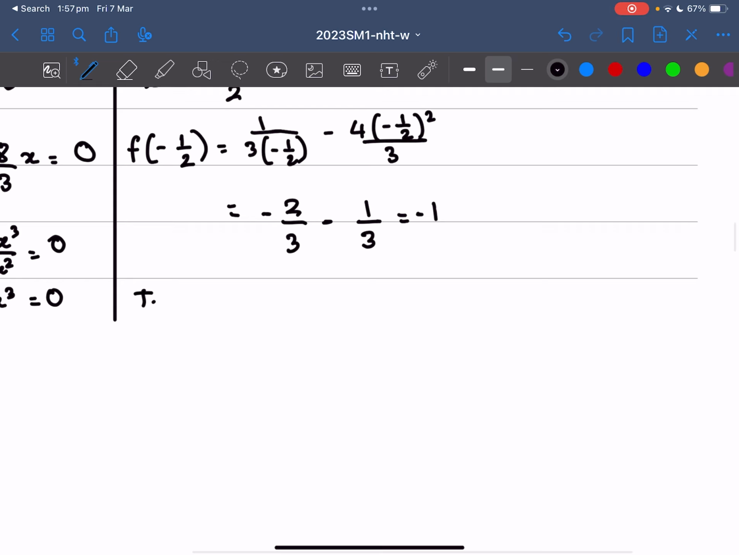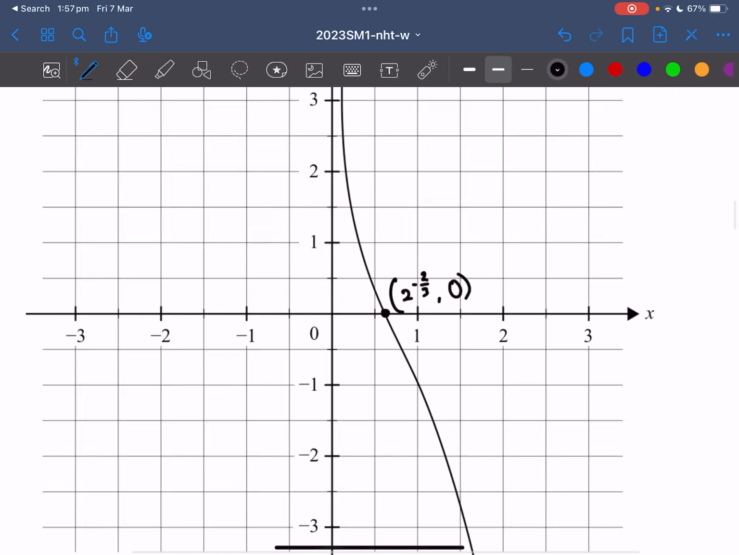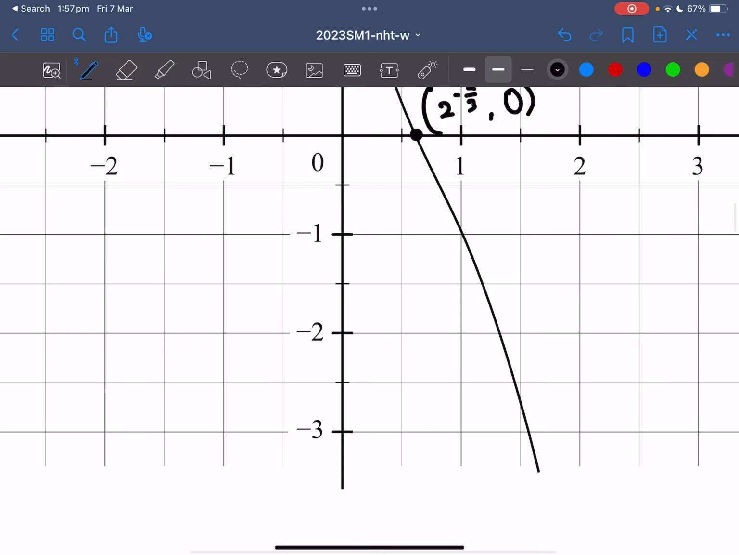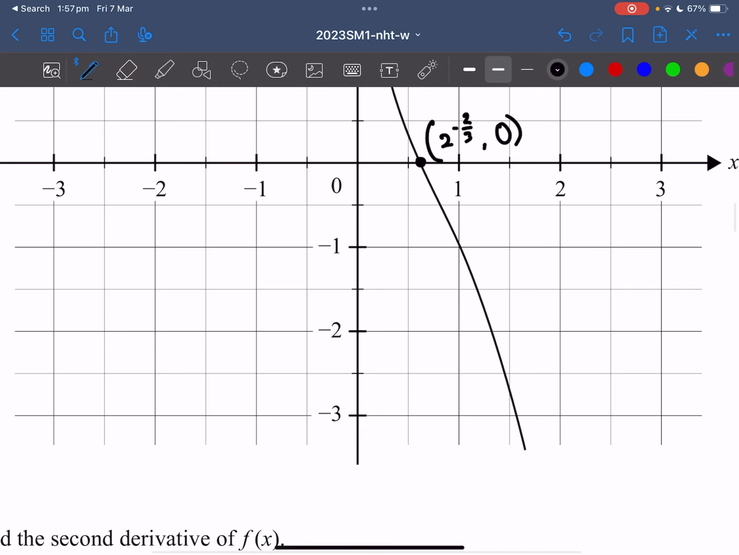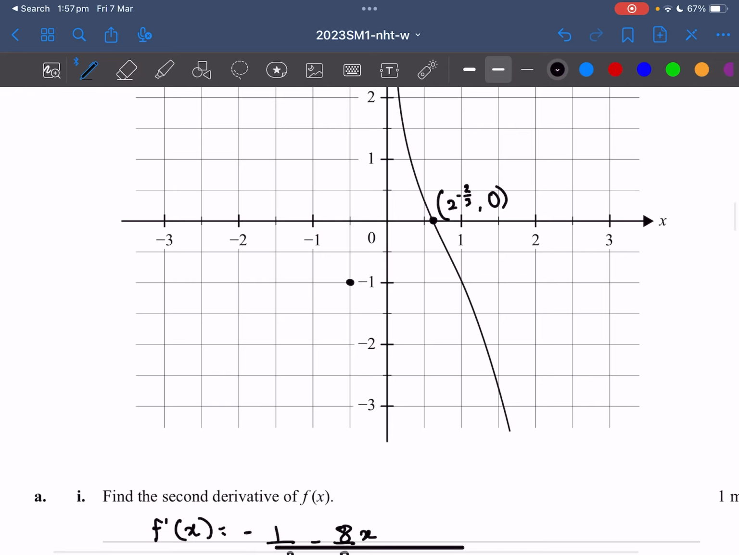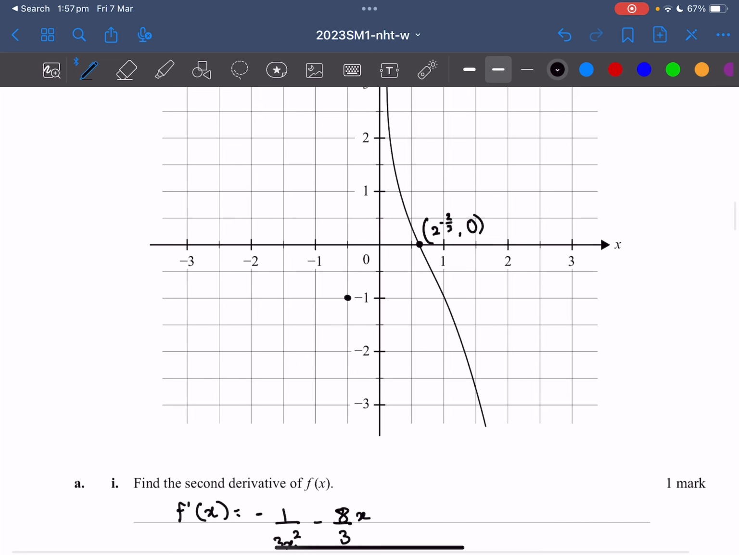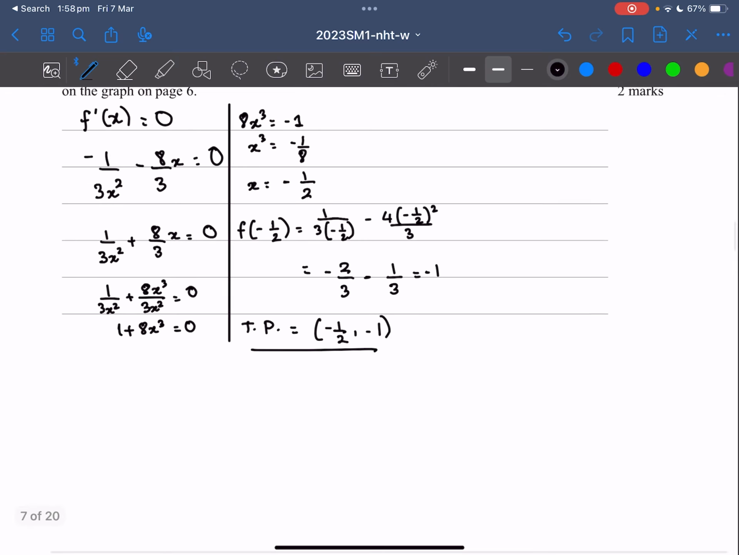So a turning point is equals to minus 1 on 2 and minus 1. And of course, we have to label that as well. So let us label that. So we have minus 1 on 2 and minus 1. Okay. And let's substitute in x equals to negative 1 as well, just to know where the graph is going.